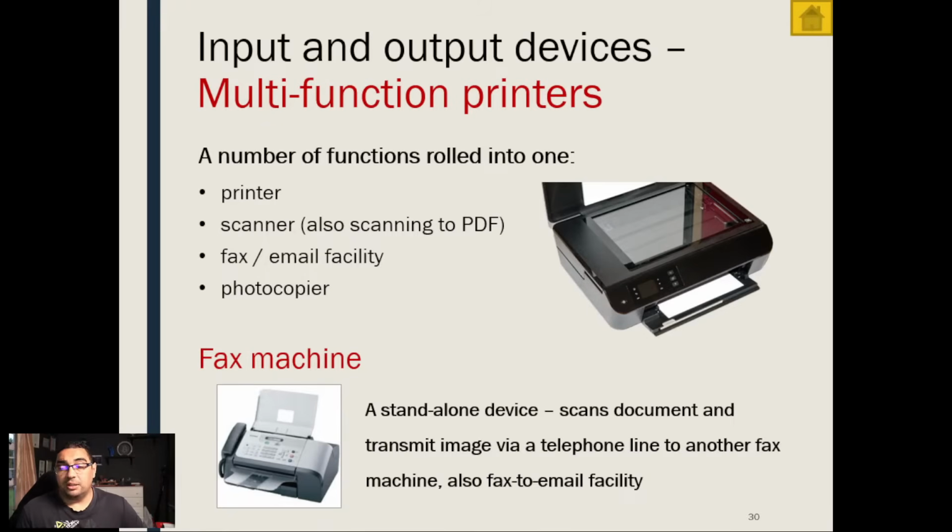Our fax machine, for example, is a standalone device, which means it could only scan a document and transmit it to another scanner. Another fax machine. Some fax machines later on could actually fax to email. So the person would fax and it would send it through and it would come into your email.